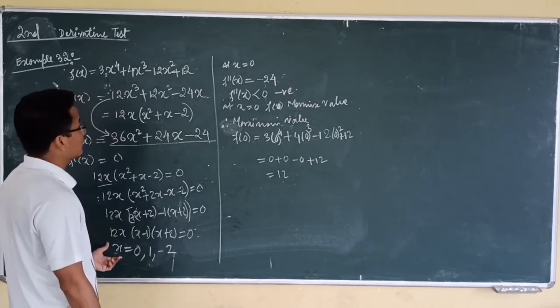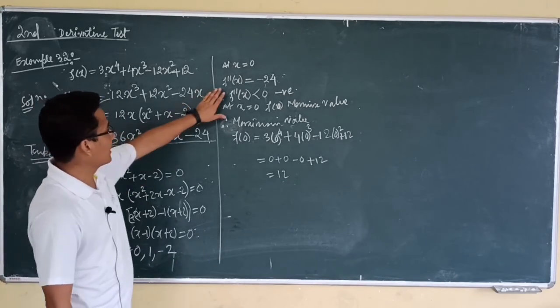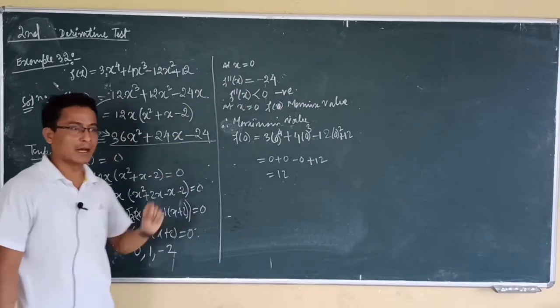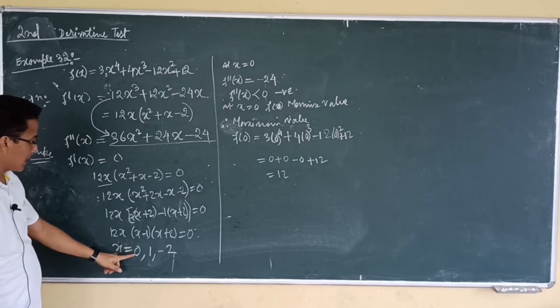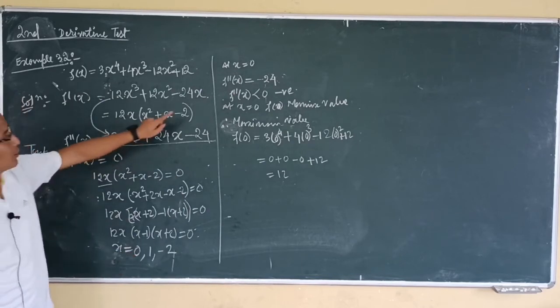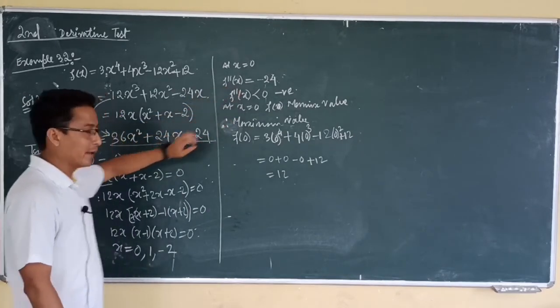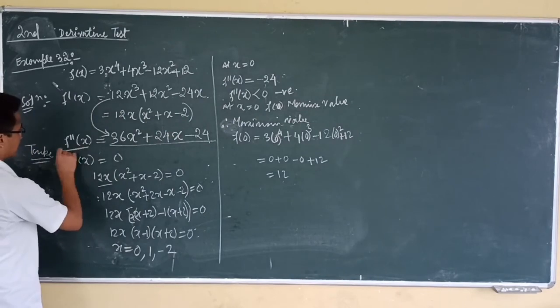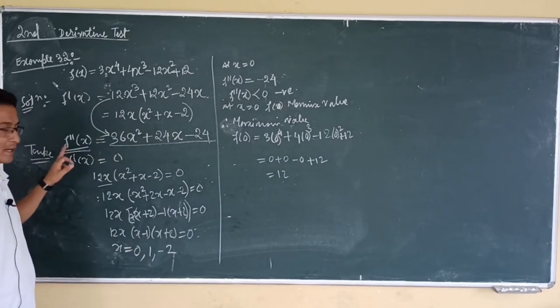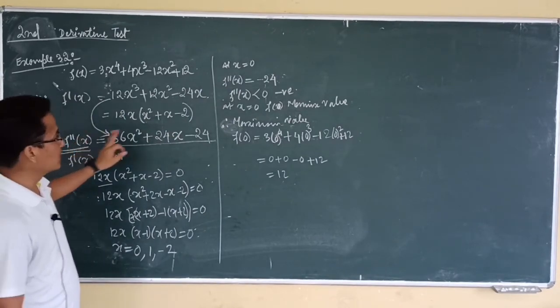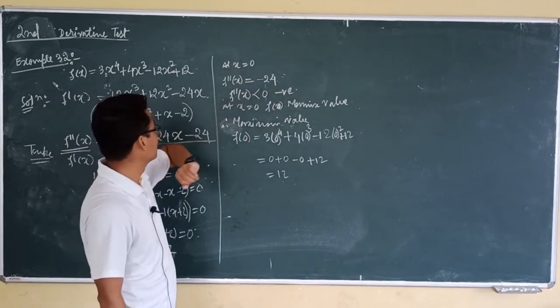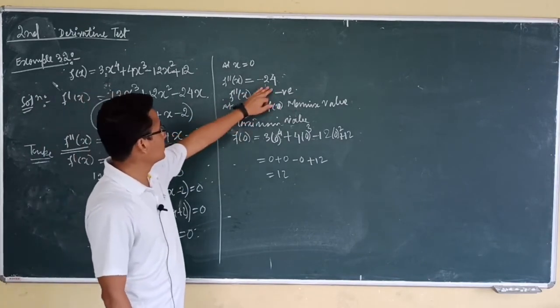That critical point we are going to put in f double dash x. First I will take the value of x equal to 0, then I will put it in f double dash x. F double dash x means this. Then I will put it here, then I will get it's 0.